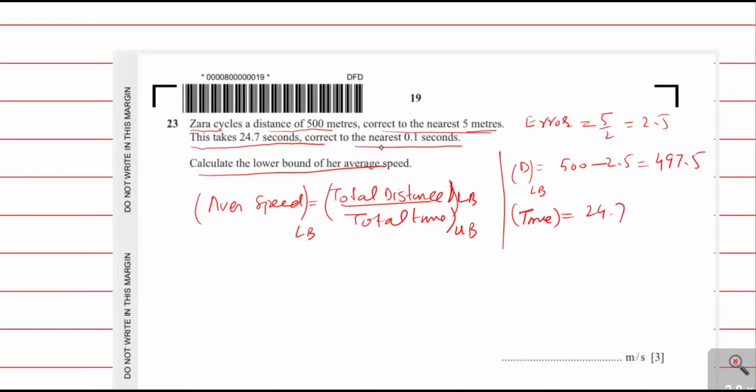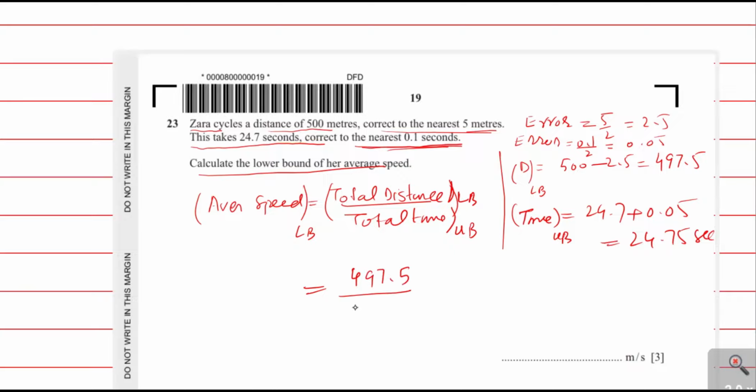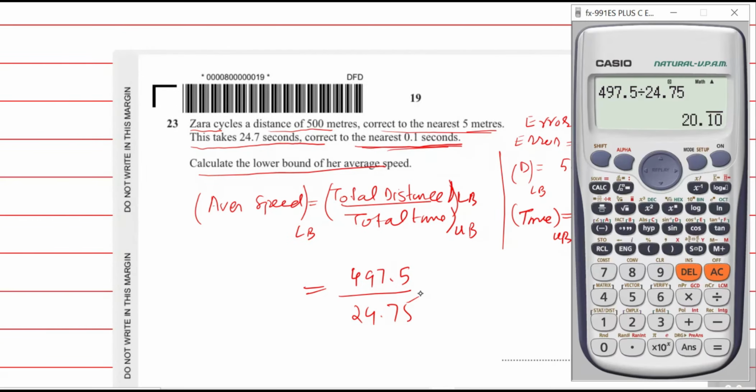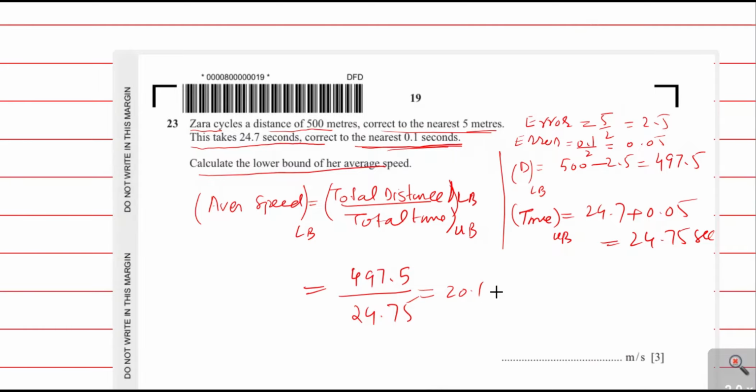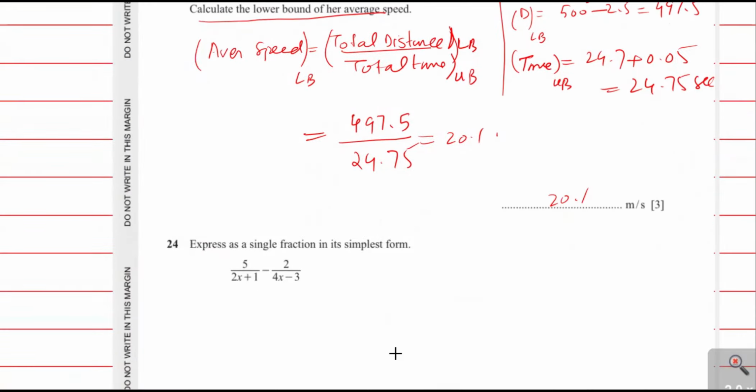Total time here is 24.7 seconds and the accuracy is 0.1 seconds. Therefore, the error will be 0.1 divided by 2, which is equal to 0.05. And for the upper bound value, we add the 0.05 and this will be equal to 24.75 seconds. We can write the average speed lower bound as 497.5 divided by 24.75, and this will be equal to 20.1, and this is the average speed, 20.1 meters per second. This is the answer.